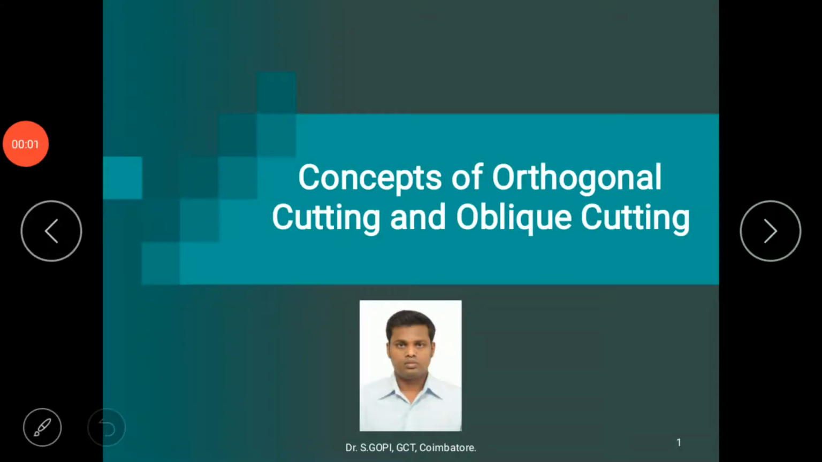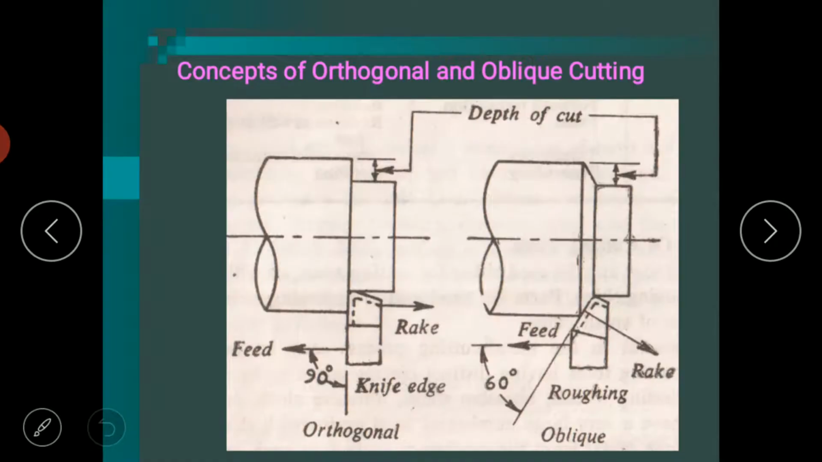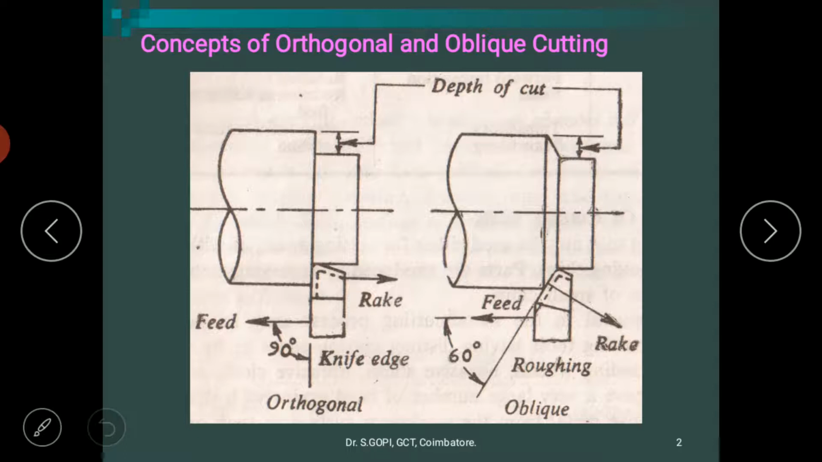In this presentation, we are going to see the concepts of orthogonal cutting and oblique cutting. From this slide, we can see two different pictures. The first picture shows the orthogonal cutting, the second picture shows the oblique cutting. In the first picture, there is orthogonal cutting.